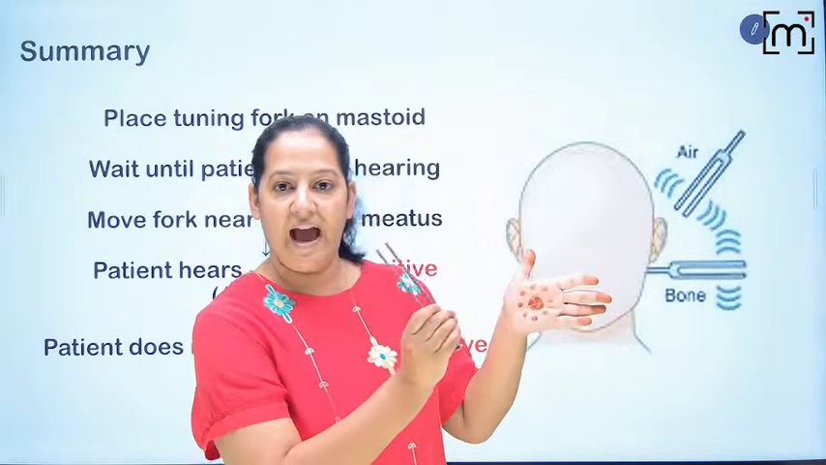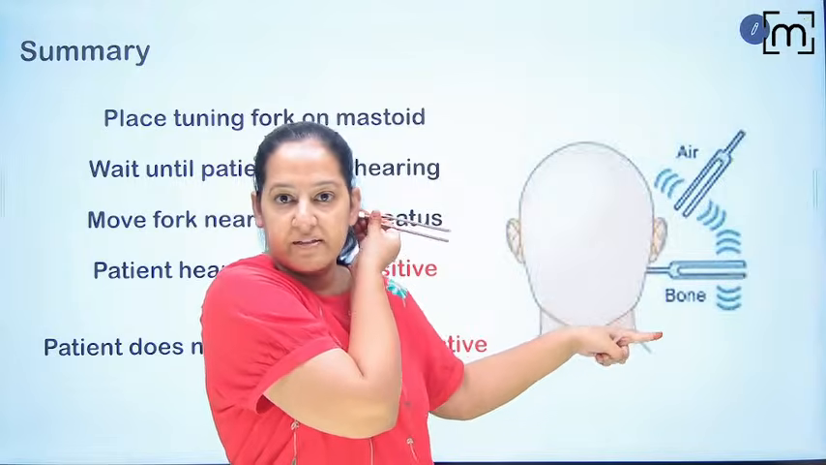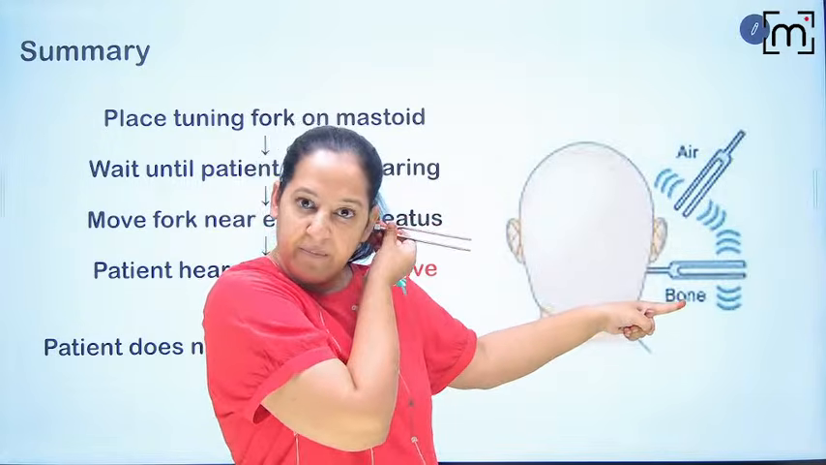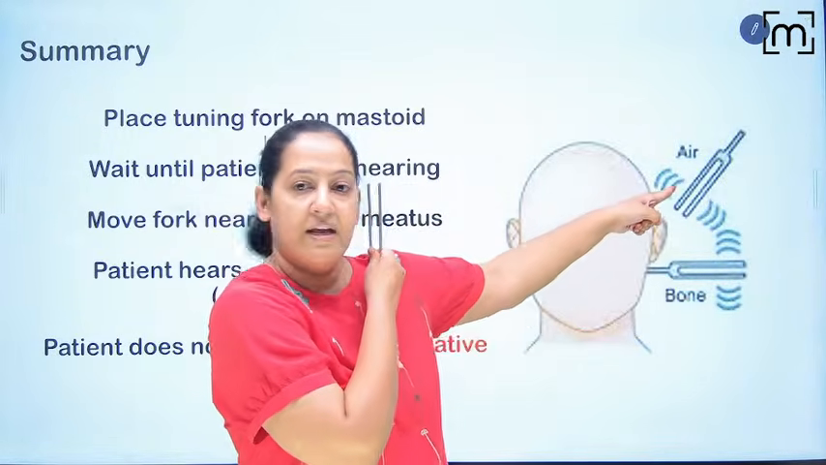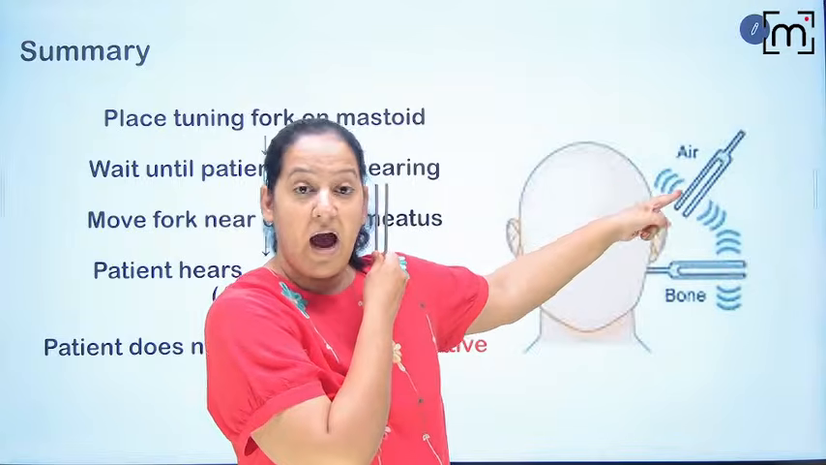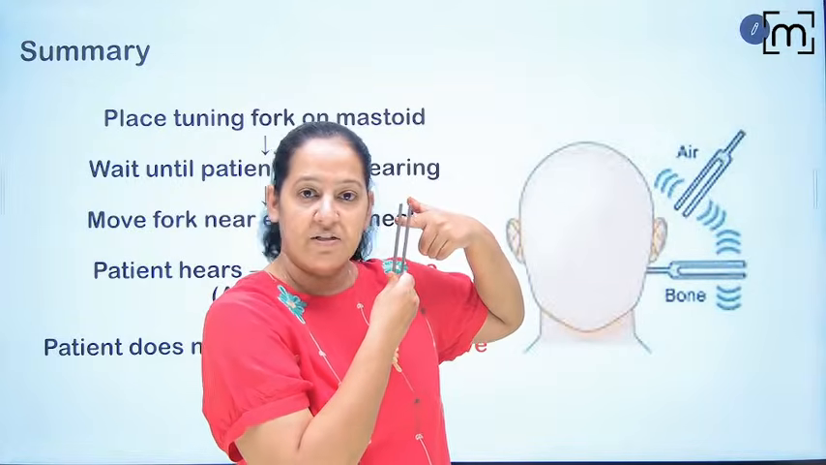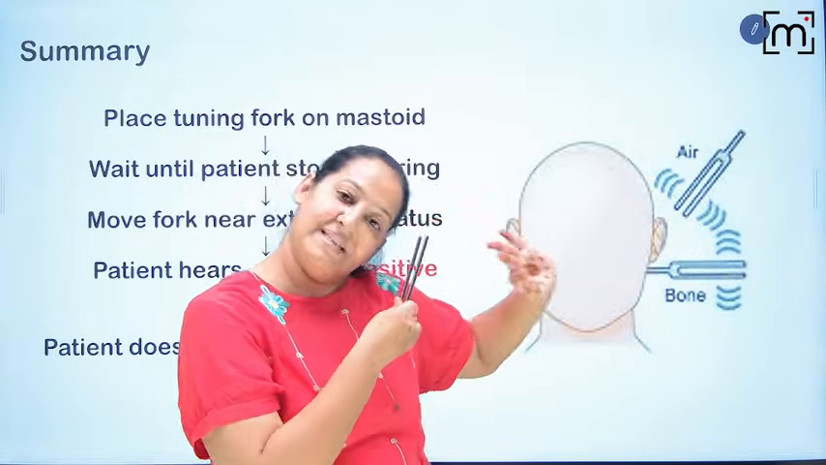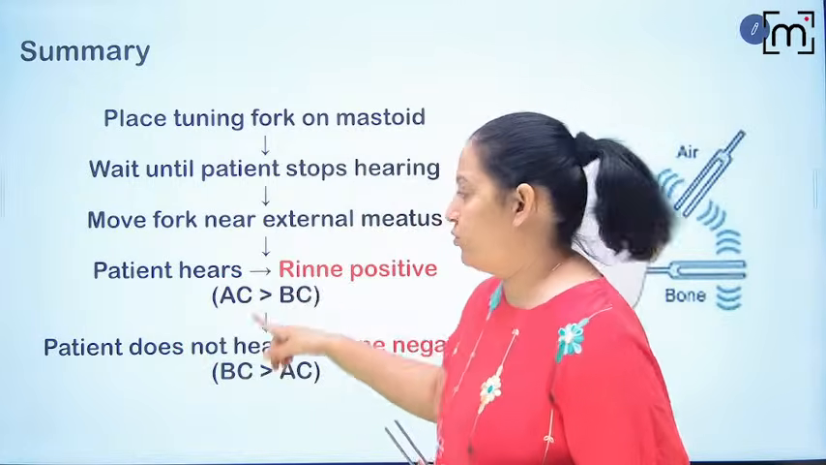Activating it, you see, keeping it here first for the BC. If the vibrations stop, I will keep it here for AC. Now I can still hear it, so my AC is greater than BC. If I can't hear it, then my BC was greater than AC. So these are the two conditions.